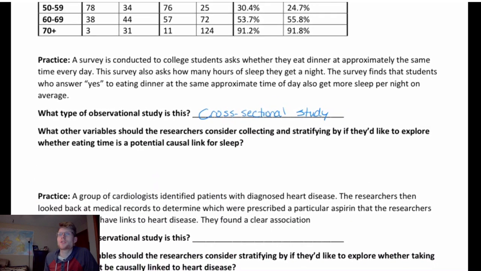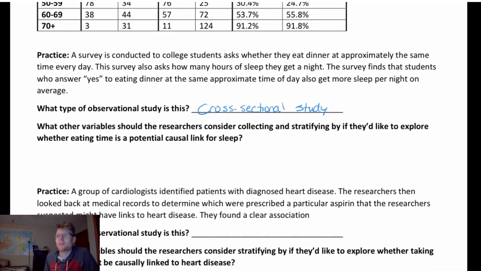What other variables should the researchers consider collecting and stratifying by? Well, there's a couple of things I can think of, but I would challenge you to ask this question first. In what ways could people who eat dinner at the same time versus people who don't eat dinner at the same time differ, in ways that might explain differences in sleeping habits? Do you think it's the dinner eating that is the central cause, or is the dinner eating just associated with other things that might explain differences in sleeping habits? So go ahead and think about that first.